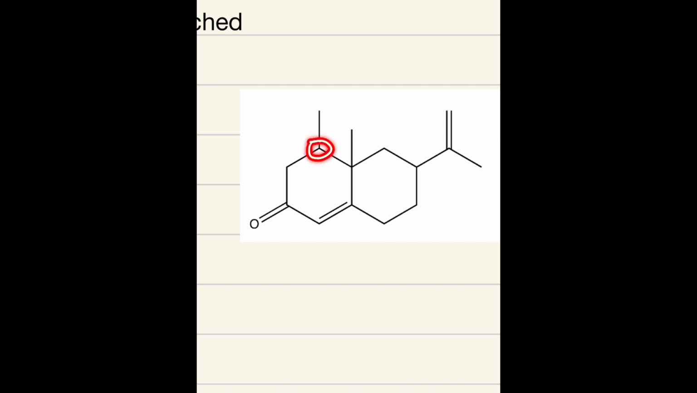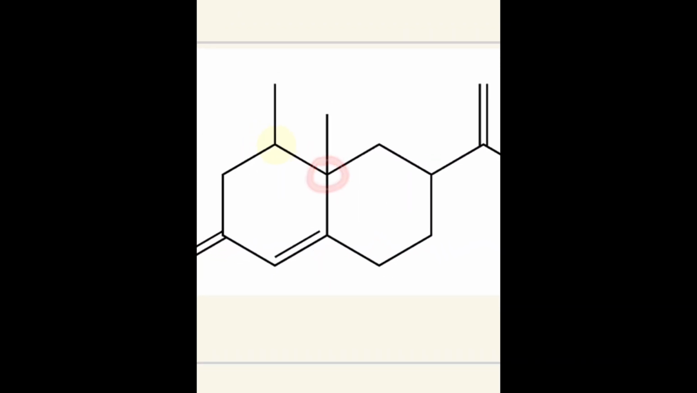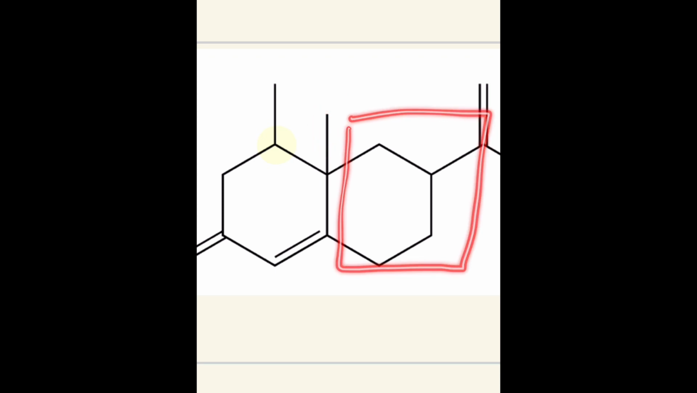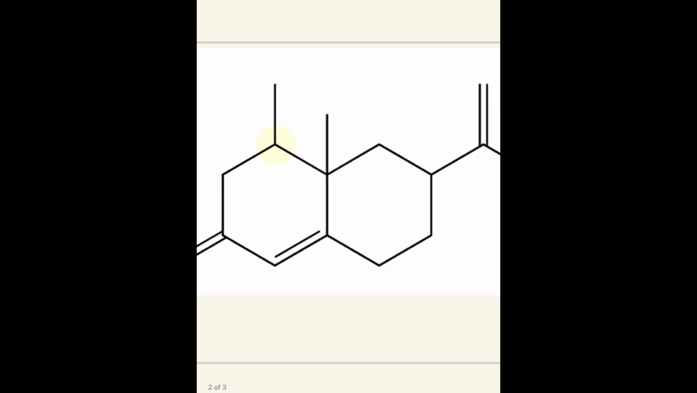So let's take a look at this carbon. We have a methyl group, we have this, we have this, and we have the invisible hydrogen, making it chiral. What about this one? We have the methyl group, we have all of this, they're not the same, plus, sorry, I lost track, plus this, completely different, making it chiral.